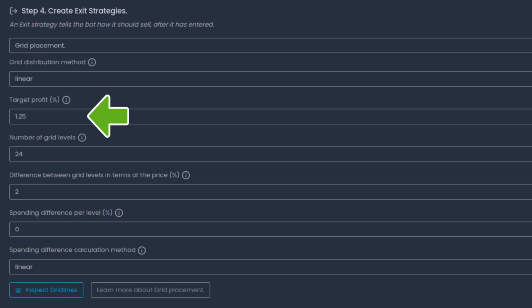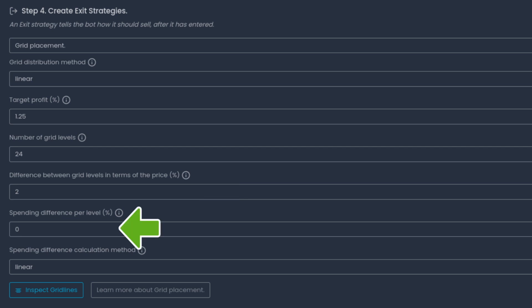The target profit percentage is basically the take profit percentage for the entire grid. The number of grid levels is how many pieces your wallet will be split up into in order to buy the dip each time the price goes down a set amount. The difference between grid levels, in terms of the price percentage, is the spacing between each grid level when your wallet is split up and buying the dip.